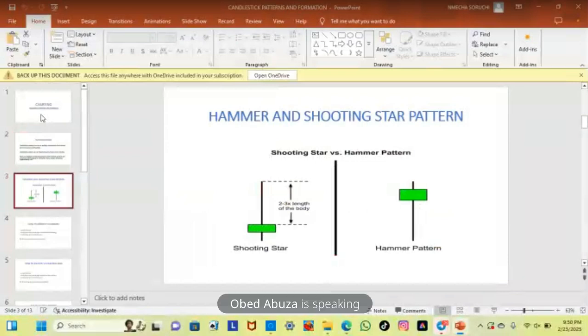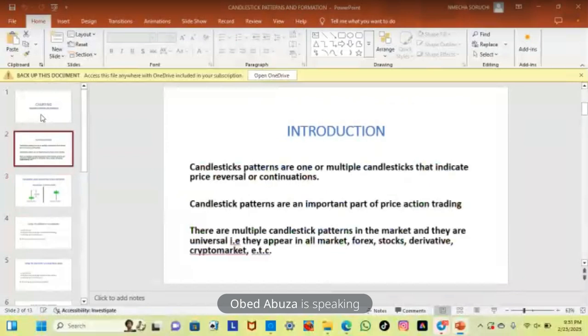The hammer and the shooting star pattern. The hammer and the shooting star pattern.